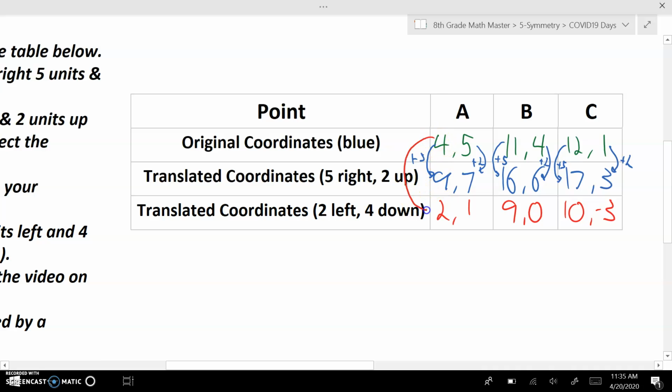So moving down and to the left, going 2 left is taking away 2 from all of your x's. Notice -2 gives you all those, and then 4 down. I know this is getting kind of messy. Going 4 down, you're subtracting 4 from each of your y values.